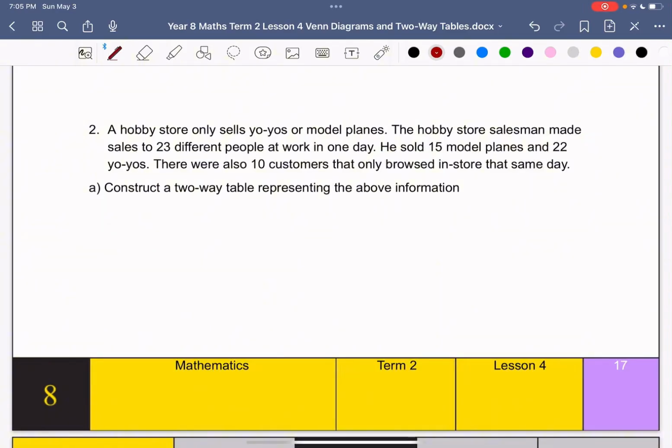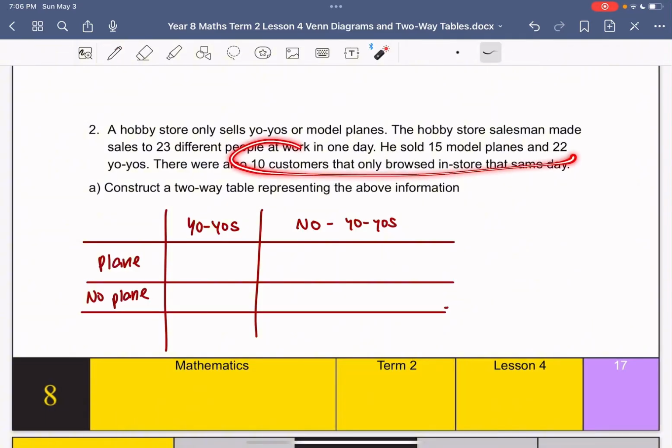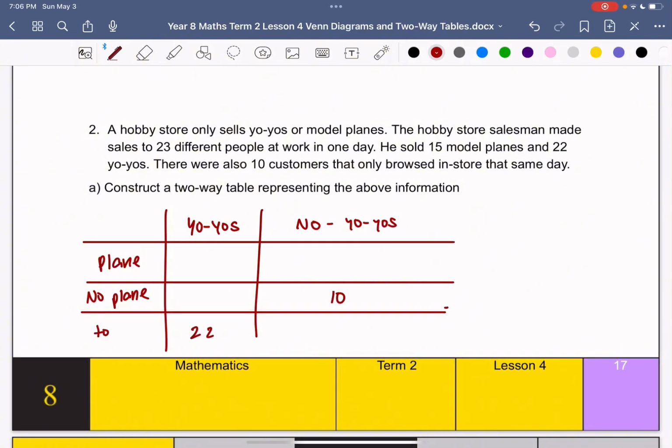Now, for a two-way table, they sell yo-yos. So yo-yos, either I get a yo-yo or I don't get a yo-yo. Either I get a plane or I don't. 10 people only browsed, which means that they did not get any yo-yos or any planes. There were 15 model planes sold and 22 yo-yos. So 22 yo-yos is my total. And my total planes are 15.